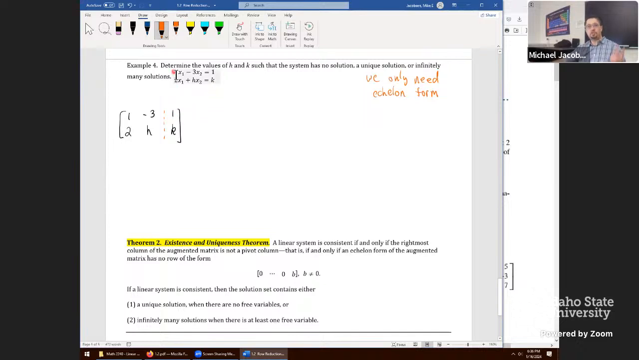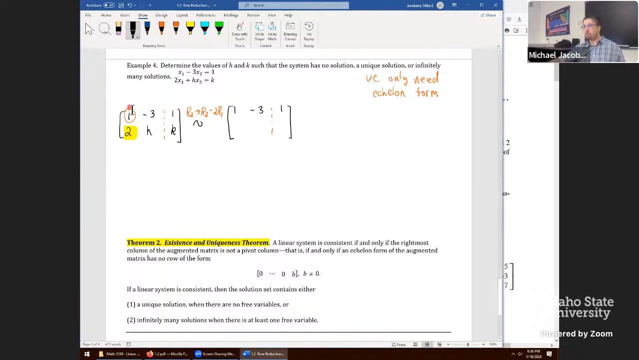For this kind of system, two equations, two variables, usually it's just one step to get echelon form. We have a pivot right here. And all we need to eliminate is that 2, and we should be in echelon form. So let's see what happens. We're going to row reduce by making row 2 get replaced by itself minus twice row 1. So let's copy in row 1 to start. Sometimes Microsoft Word actually slows down and lags a little bit on us. So 1, -3, 1.